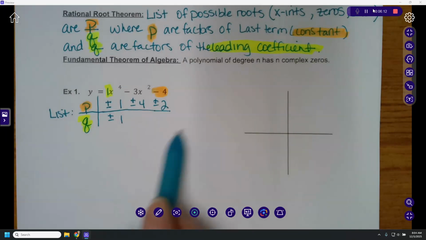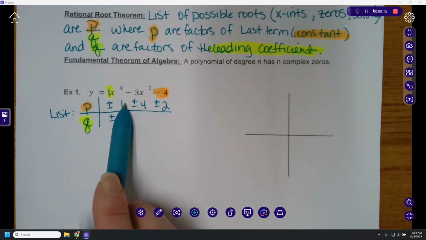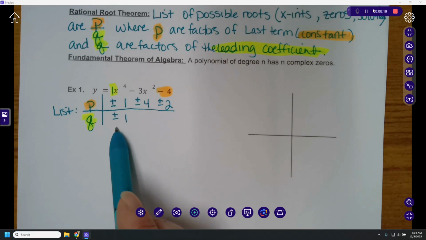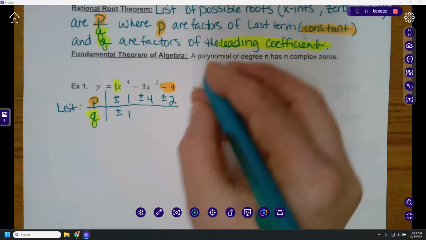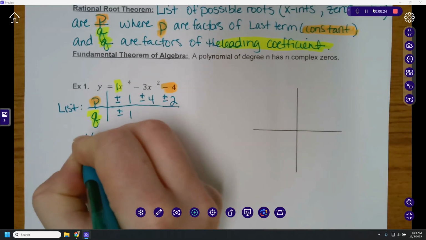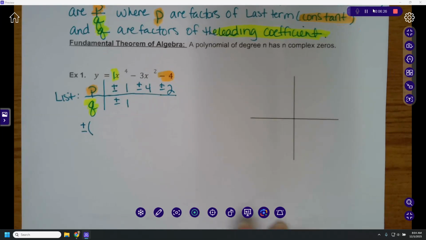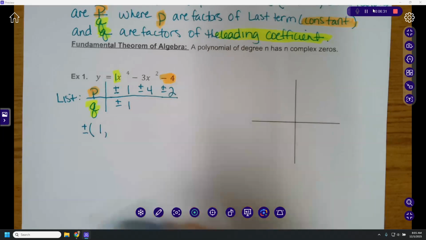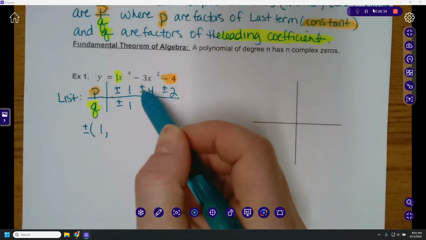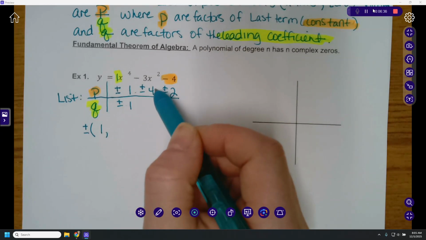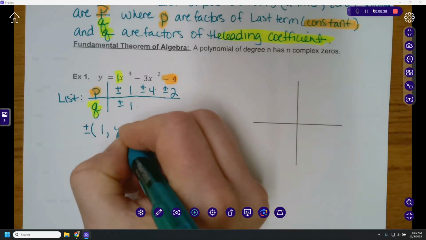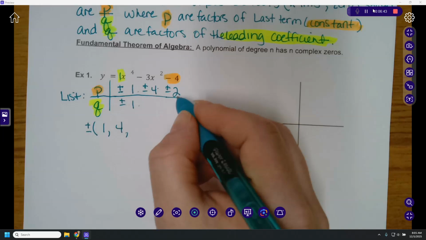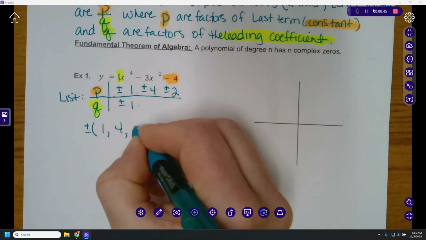So I have this list here, and I have to do all the combos with all of those numbers on top and all these numbers on the bottom, but there's only 1. So in my list then, I put a plus or minus out in front, and I would have 1 over 1, which is just 1. The second thing on my list would be plus or minus 4 over 1, which is just 4. And the last thing on my list is plus or minus 2 over 1, which is just 2.